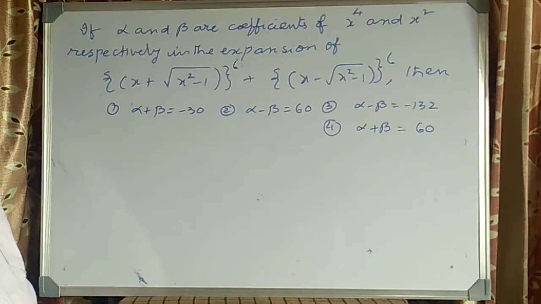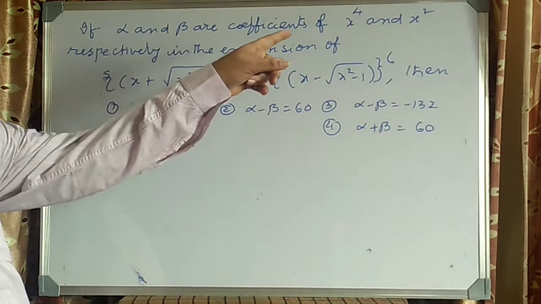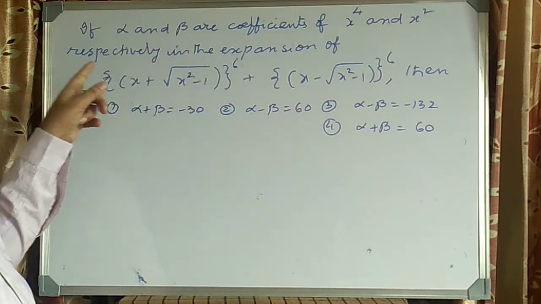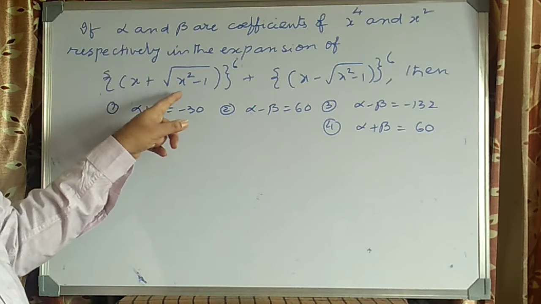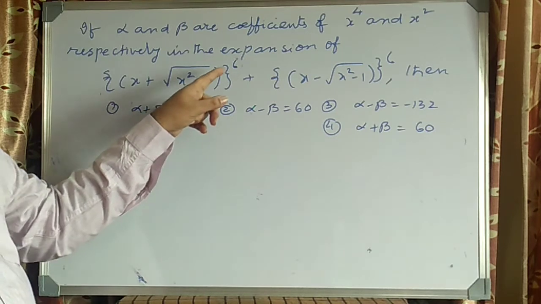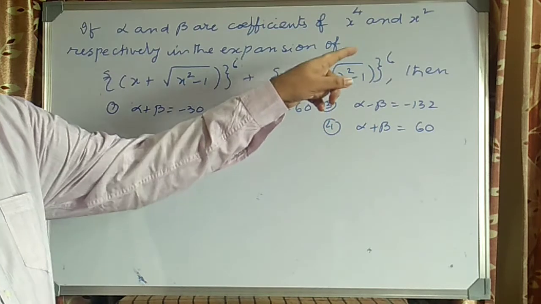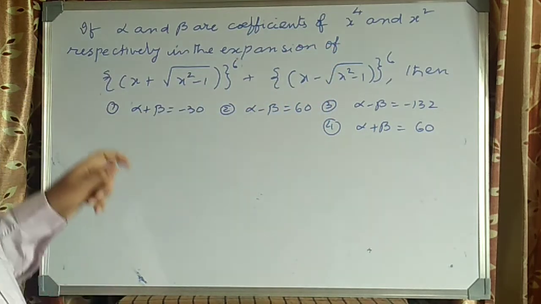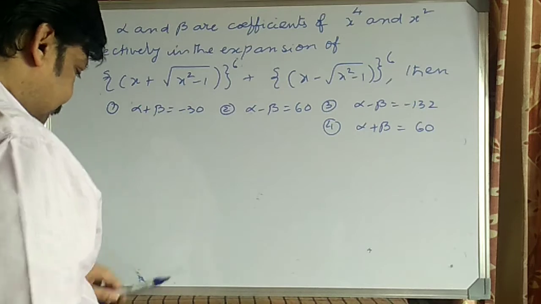The question given in September 2020 is: if alpha and beta are the coefficients of x to the power 4 and x square respectively in the expansion of (x plus root of x square minus 1) to the power 6 plus (x minus root of x square minus 1) to the power 6, then options are given. You need to verify the options. Okay, so now I am doing the problem.